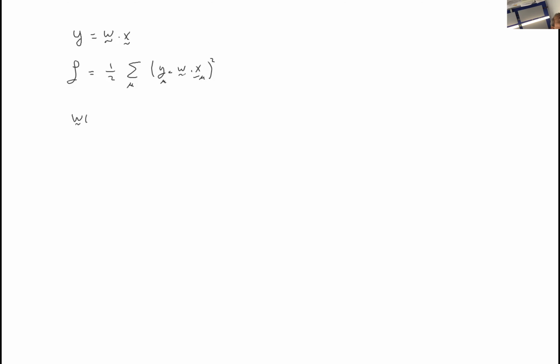And our derivative, so our learning rule is going to be: w at t plus 1 minus w at t, the change in the weight on two trials, is going to equal minus eta partial of L with respect to w, and that is equal to eta the sum on mu of (y^mu minus w dot x^mu) times x^mu.